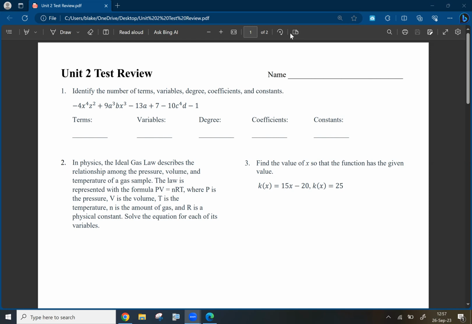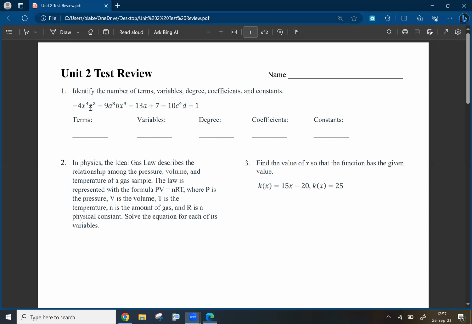Number one, unlike the quiz, you're actually going to get all 5 of these in number 1. So you'll have to identify all 5 on the test when you take it. So terms, how many terms are there? We're just looking for a number for all of these, by the way.